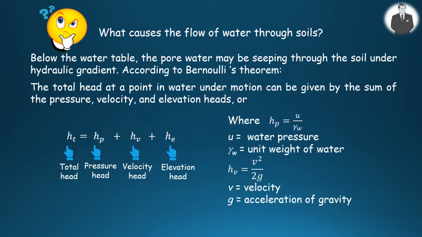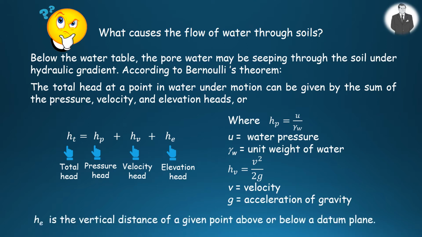In this equation, H sub P is equal to pore pressure divided by unit weight of water, and H sub V, which is the velocity head, is equal to V squared divided by 2 times G. V is the velocity of water seeping through soil mass, and G is the acceleration of gravity. H sub E is the vertical distance of a given point above or below a datum plane.